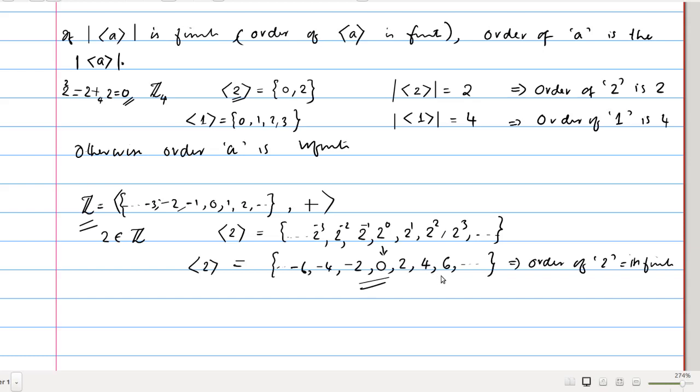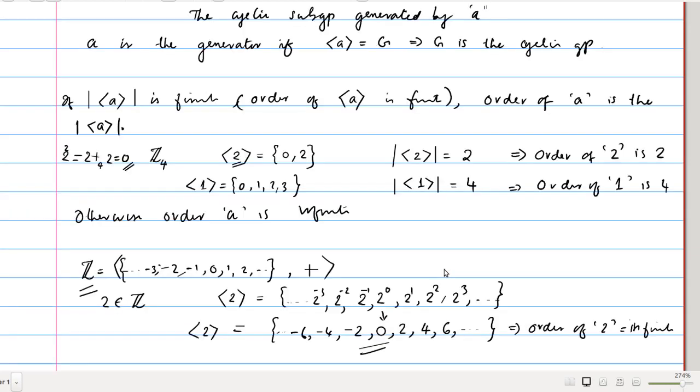Okay, so these are the two different definitions for order of an element. We have now defined order of a subgroup as well as order of an element. Now we can take an inference from this. If the order of 2 is finite, then you can easily find 2 raised to 0 is 0, 2 raised to 1 is 2, 2 raised to 2 is again 0.